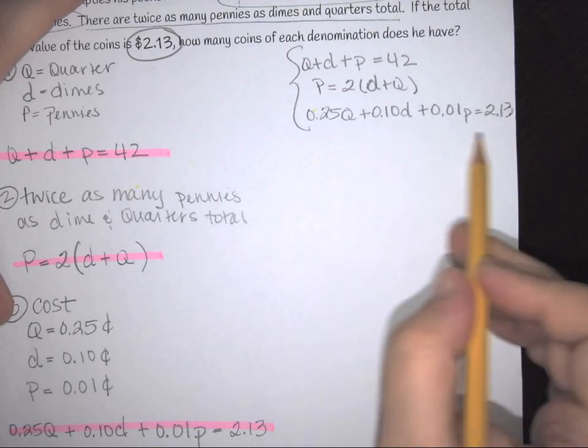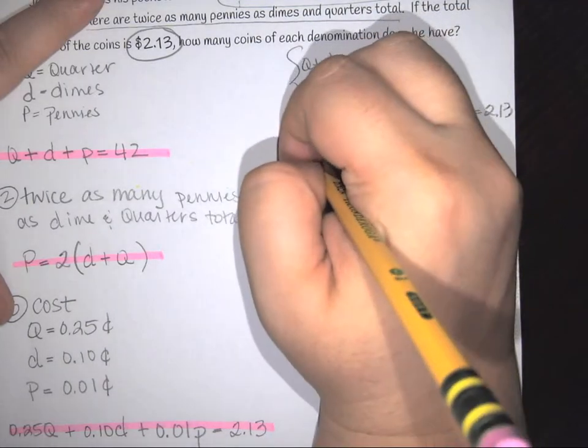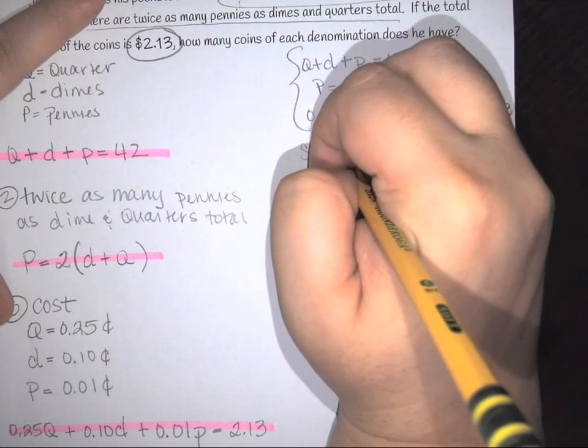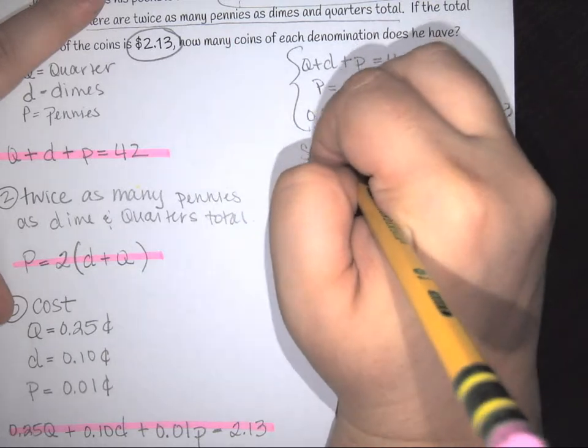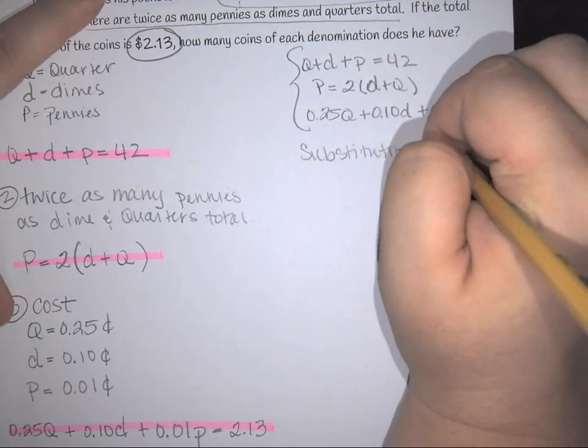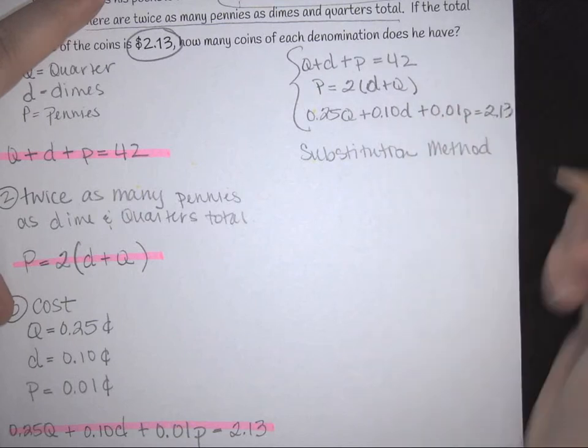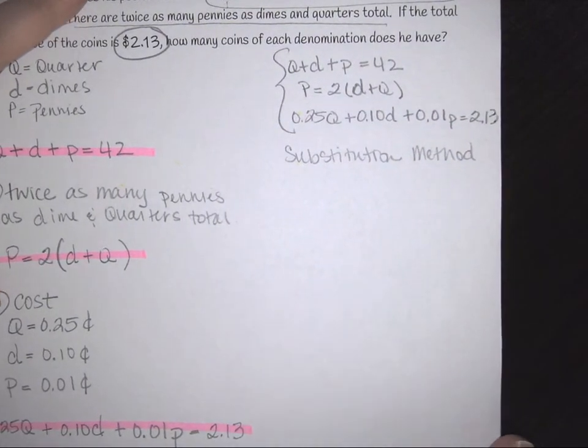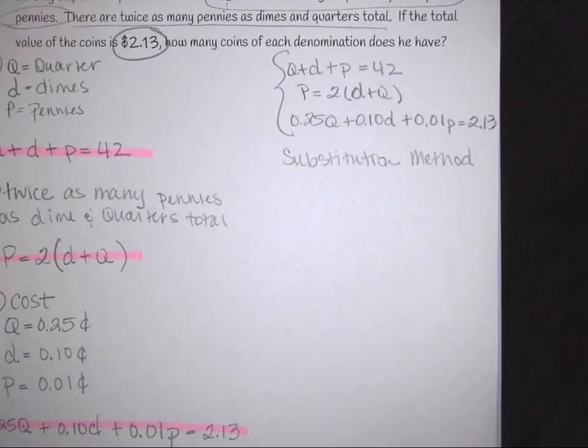Now, I have decimals here, so I have to use substitution. And because I have 3 variables and 3 equations, it means I'm going to use the substitution twice. So let's go ahead and take a look at it.